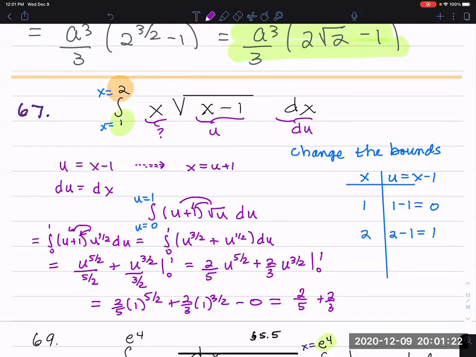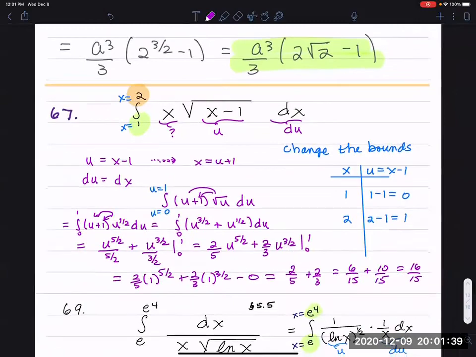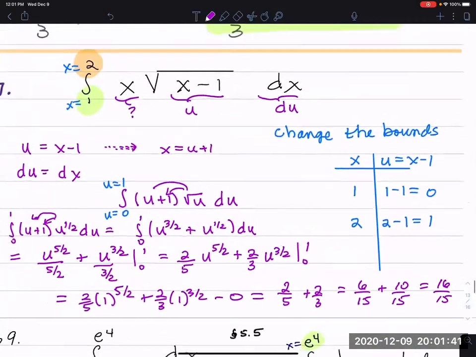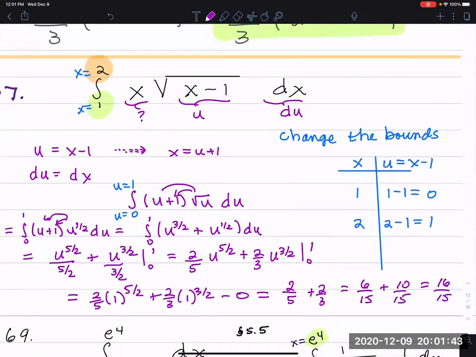I need to get a common denominator of 15. So multiply 2/5, the numerator and denominator, by 3, and I get 6 over 15. For 2/3, I'll multiply the numerator and denominator by 5, and I get 10 over 15. And so I get 16 over 15, a positive number. This function, the integrand, is positive over the interval, so that's consistent at least. And that is the answer to that.